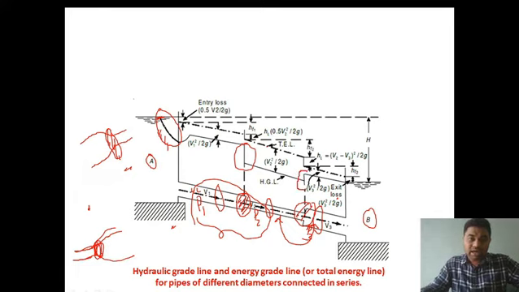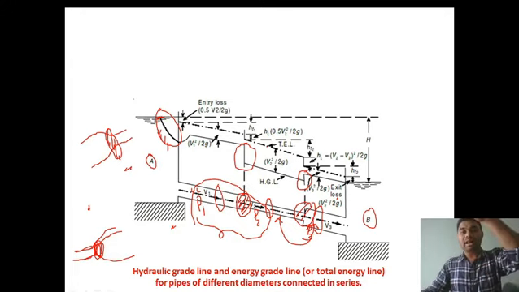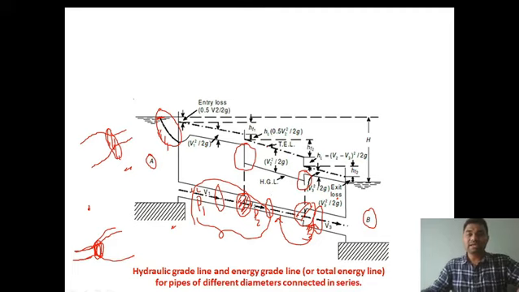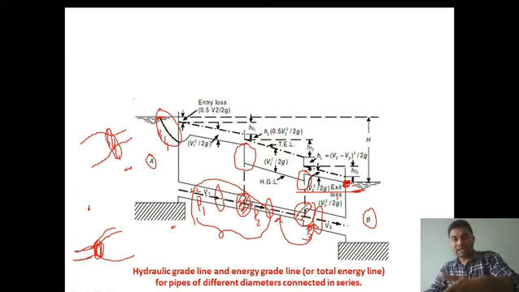There is a rise in the hydraulic gradient line due to the sudden enlargement. Due to the sudden contraction, what happened? There was a fall in the energy gradient line. Due to the sudden enlargement, there is a rise in the energy gradient line, and it meets the surface of reservoir B. The hydraulic gradient line meets the surface of reservoir B, and there are minor losses.